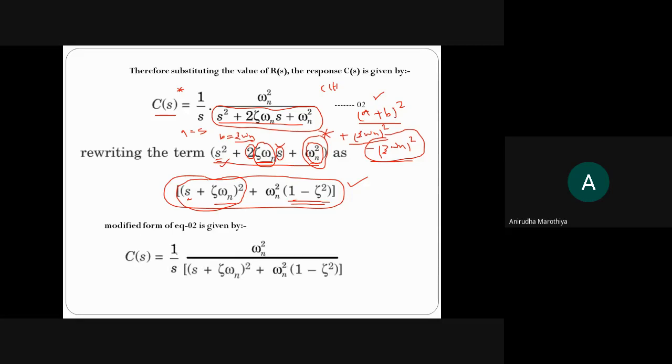So c of s is nothing but 1 upon s, then omega n square whole divided by, we have previously this particular term. Now we need to replace this term by this expression, which is nothing but s plus zeta omega n whole square plus omega n square in bracket 1 minus zeta square. Now why we are doing this? Ultimately we want to find out the inverse Laplace transform for this particular expression, which is directly not possible. So we are converting it into the form in which it is acceptable. That is the reason.